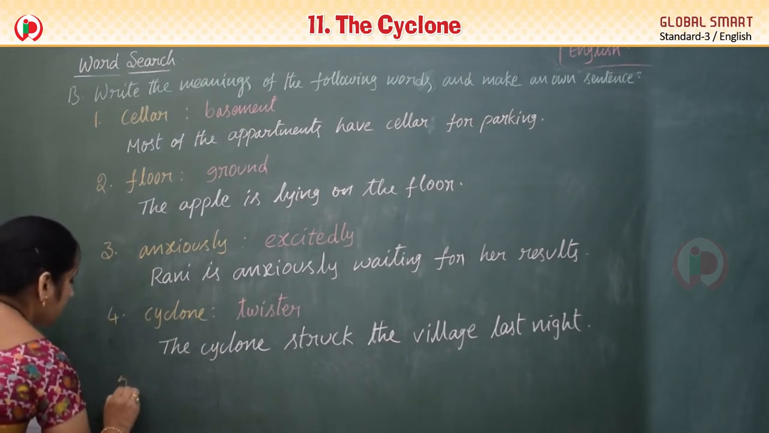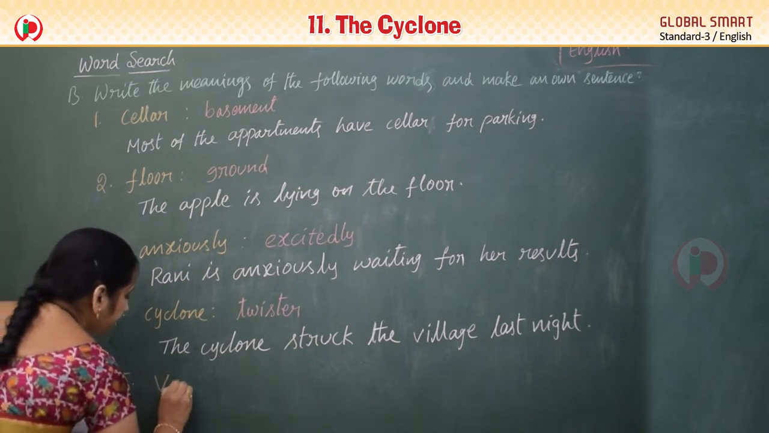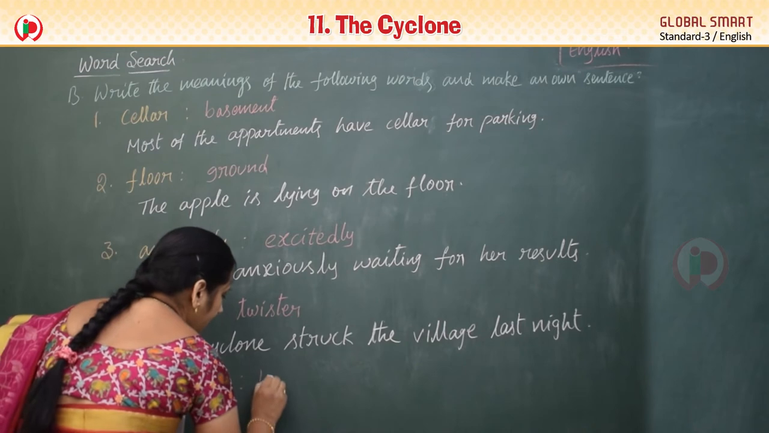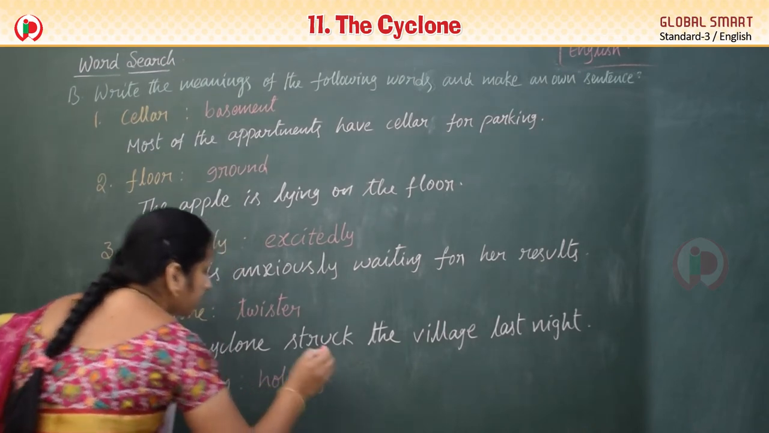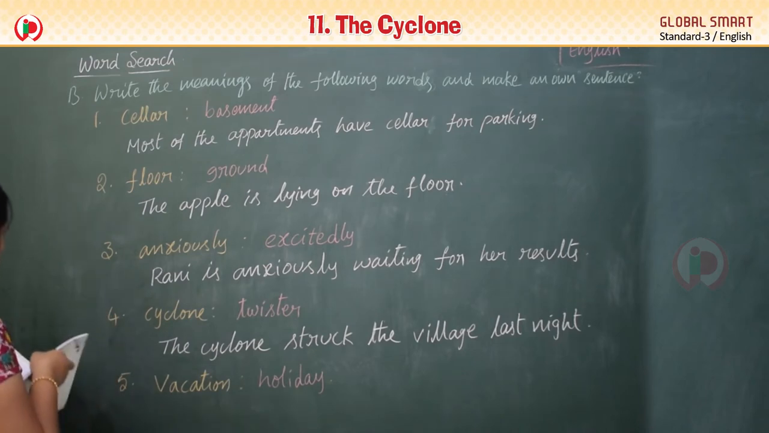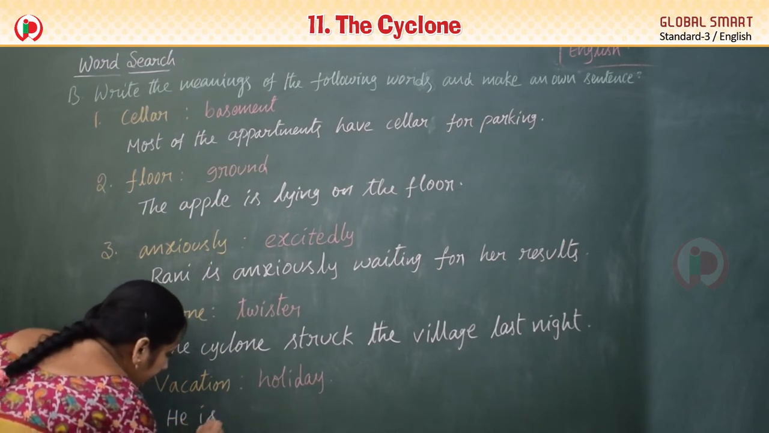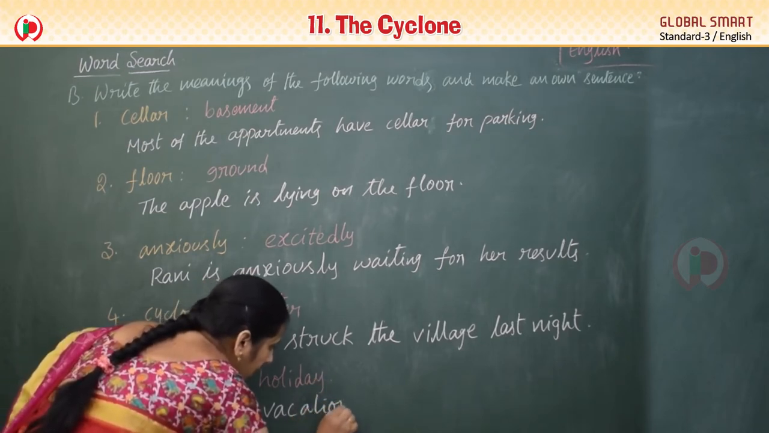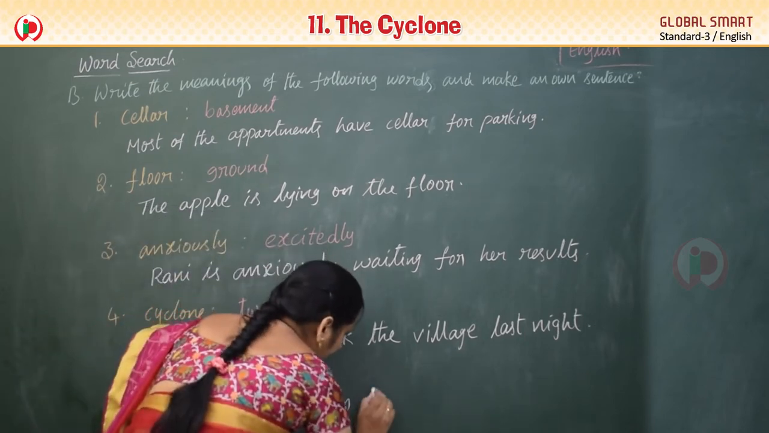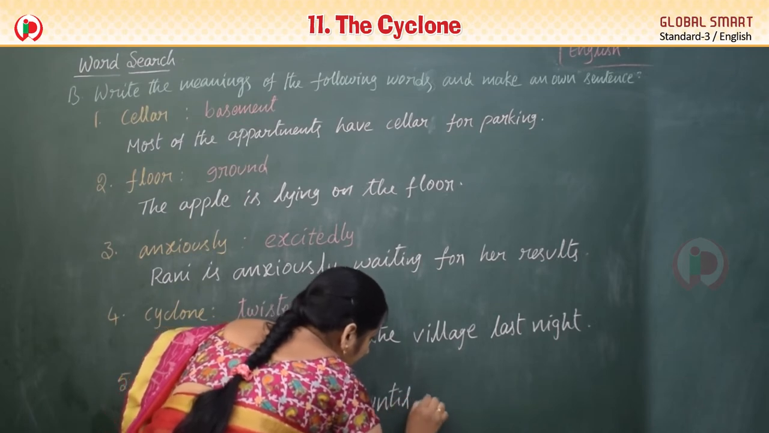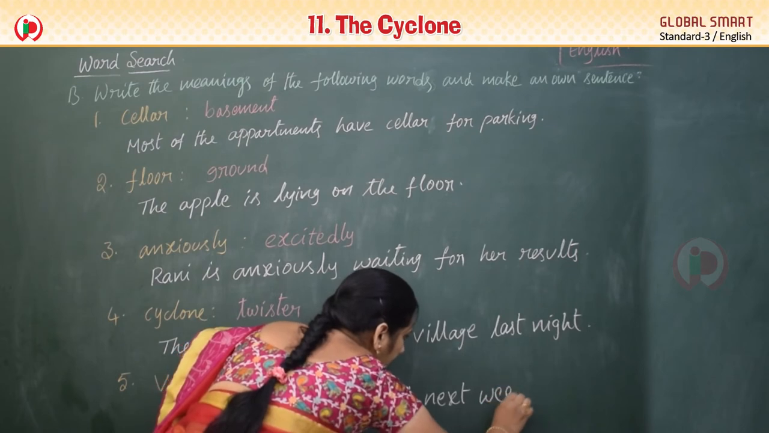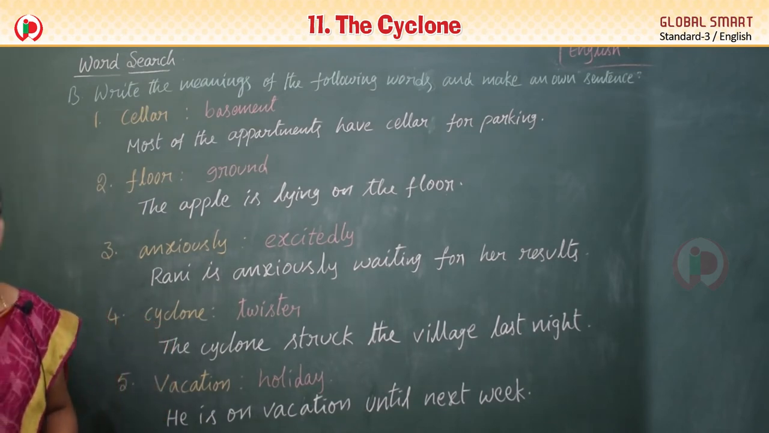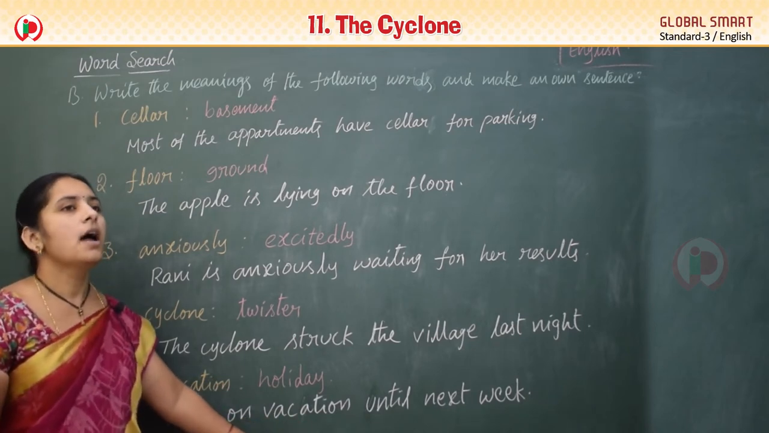And the next word, last word, what do we have? Vacation. V-A-C-A-T-I-O-N. What does vacation mean? Holiday. Right, you enjoy the vacation, na? Because it is a holiday. Vacation means holiday. So, he is on vacation until next week. Okay, so we have our own sentences here.